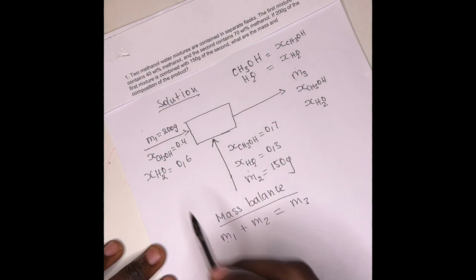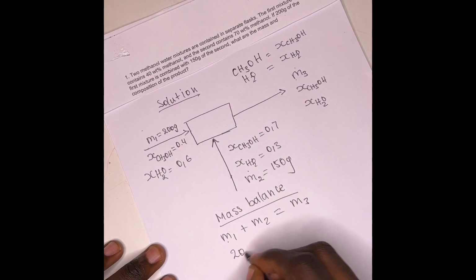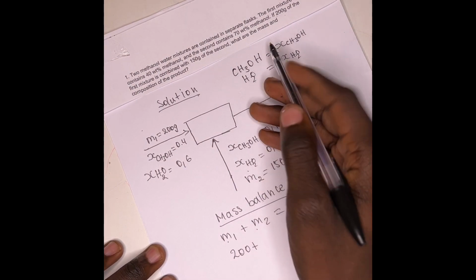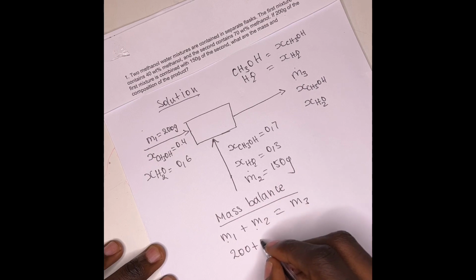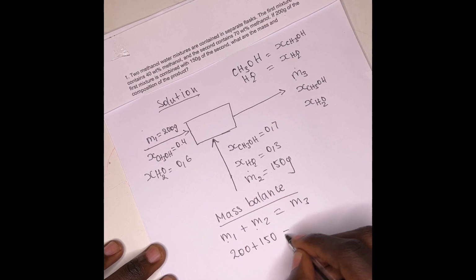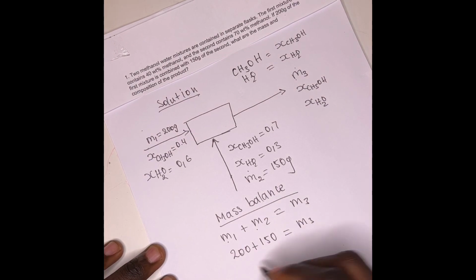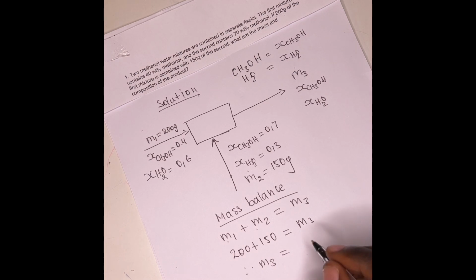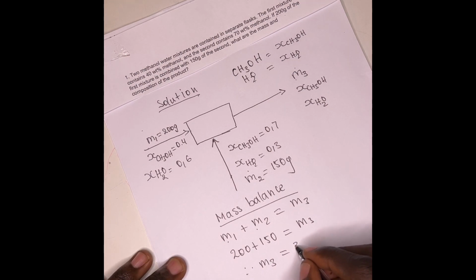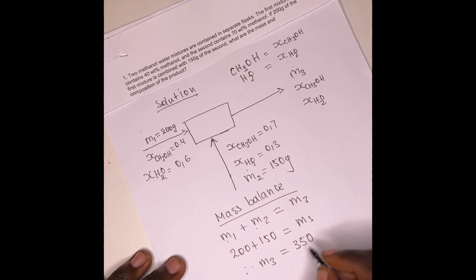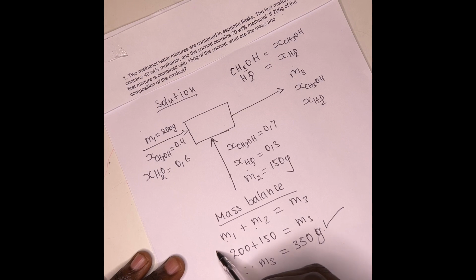So we know M1. What is the value of M1? It is 200. Plus we know M2, which is already 150. So we're going to have 150 there. And then this is just M3. So solving for M3, therefore M3 is just going to be 350, right? 350. The unit is grams. So we found this question already by using that.